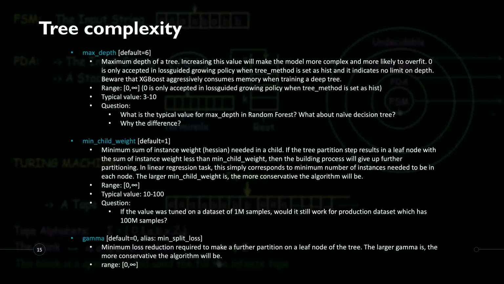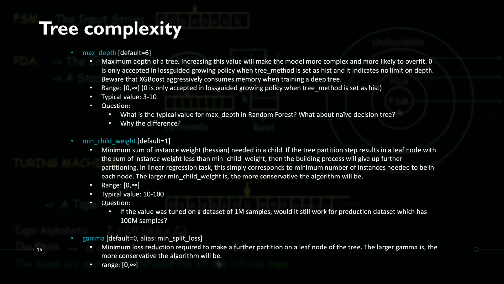Which is not good, because if we make a split, we want the node to be representative. We don't want the node to be very, very specific to just a few of the examples. So this is another important parameter to control the complexity of the tree.